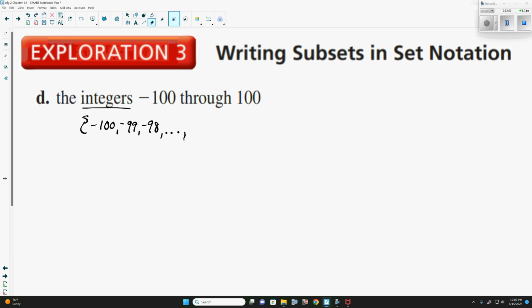Guys, let's focus in here. So we started at negative 100 and we went to... So really, at this point, the way we use the ellipsis is that it's continuing from negative 97, negative 96, all the way to 100. Any questions on this one here?